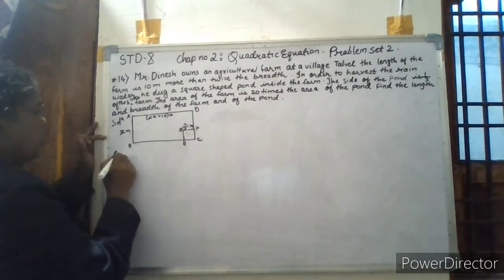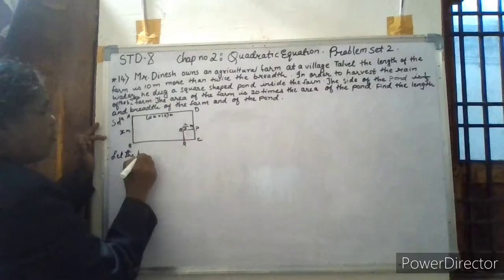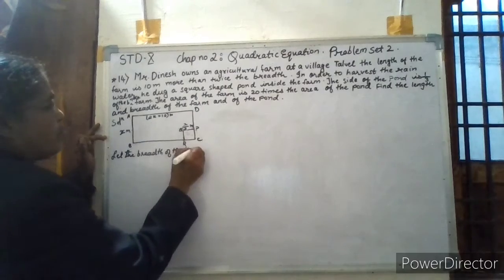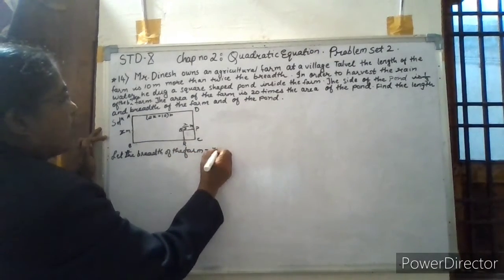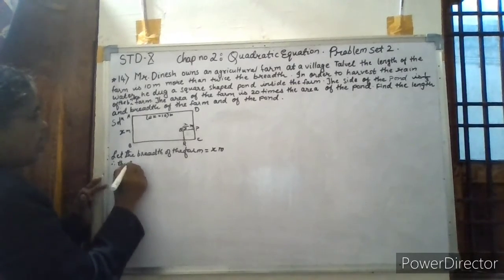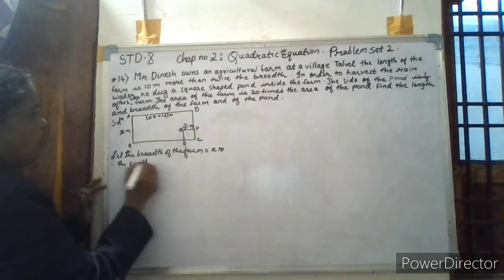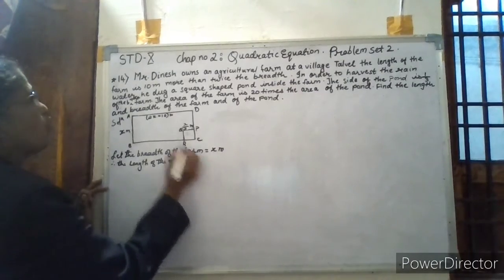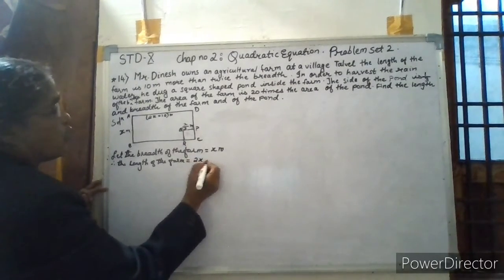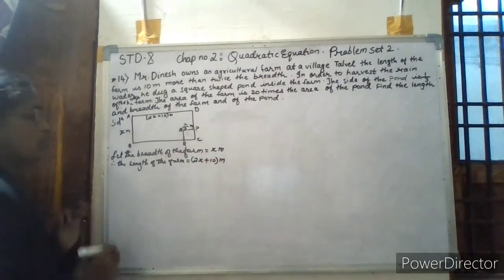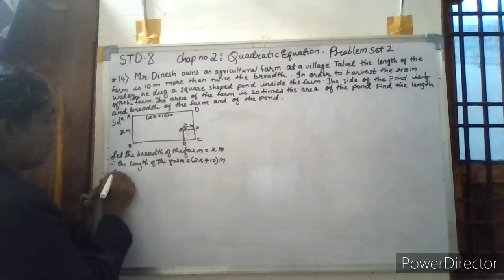Now, let the breadth of the farm be equal to x meters. So, therefore, the length of the farm is equal to twice the breadth plus 10 meters. And the side of the pond is given, so we'll first find out the area of the farm.